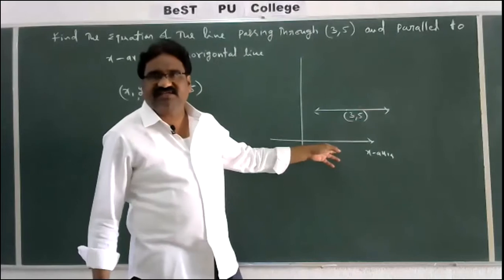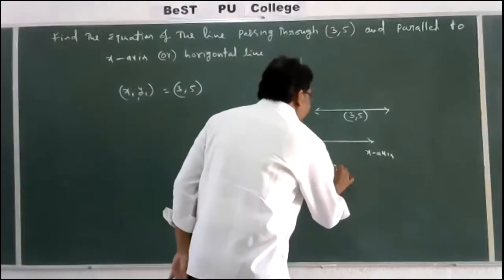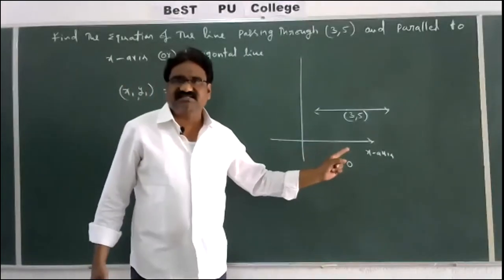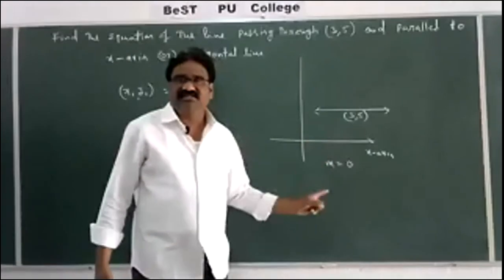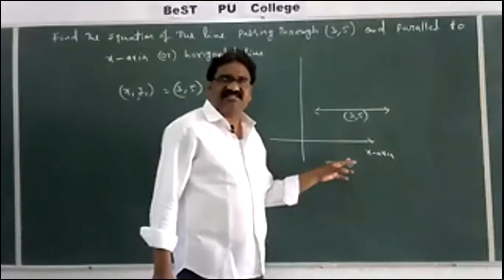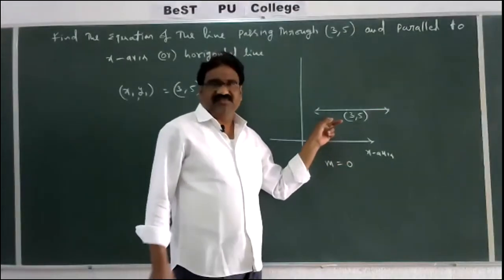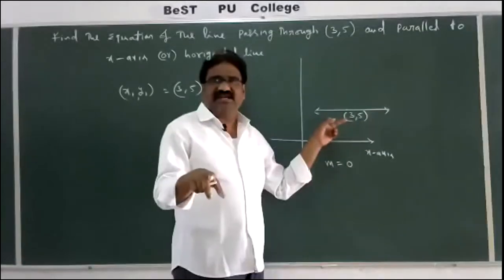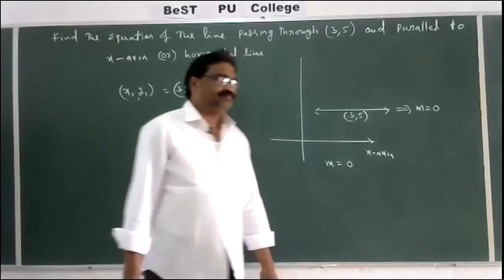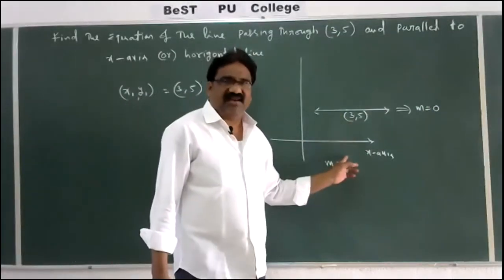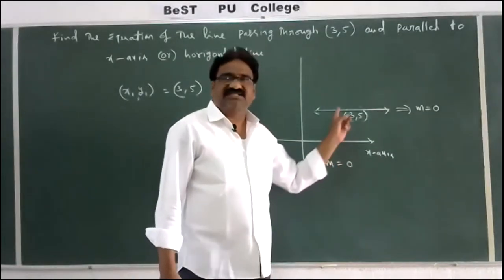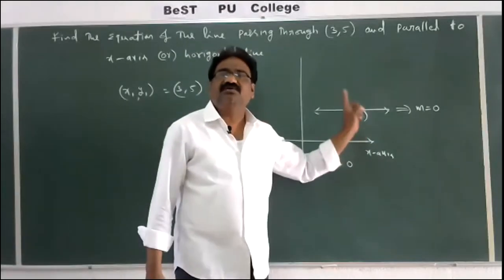So what is the slope of the x-axis? 0. The slope of the x-axis, m, is equal to 0. Yesterday we proved that the slope of the horizontal line is 0. So the required line is parallel to the x-axis, which means the slope of the x-axis is equal to the slope of the required line. If two lines are parallel, their slopes are equal. That's why this line's slope is also m equals 0. We know the slope of the x-axis is 0, so the slope of the required line is also 0.